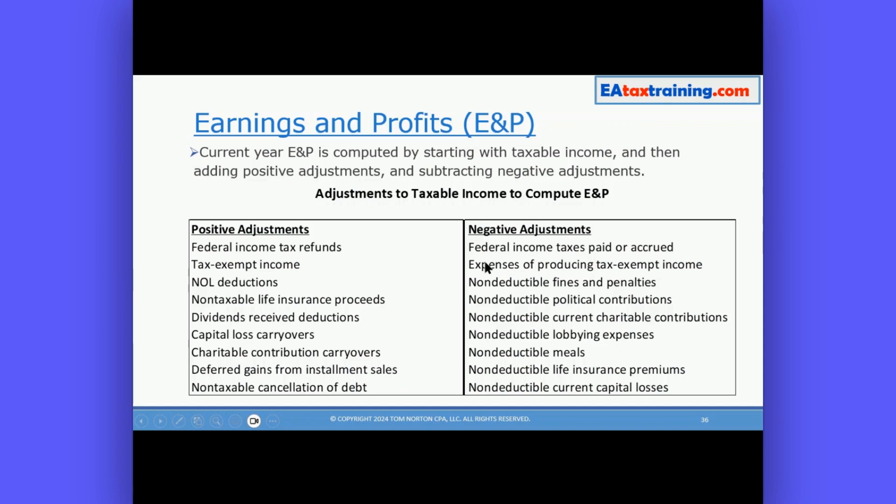Then on the other side, the things that we're going to subtract: federal income taxes paid or accrued, those are not deductible for federal income tax purposes, but it was an actual outlay that we had, so we'll deduct those. Expenses of producing tax-exempt income, same thing, not deductible, but we will deduct those. And then all of these other non-deductible expenses. You can't deduct any of these things for tax purposes, but they are actual expenses that the company had, so they do reduce earnings and profits.